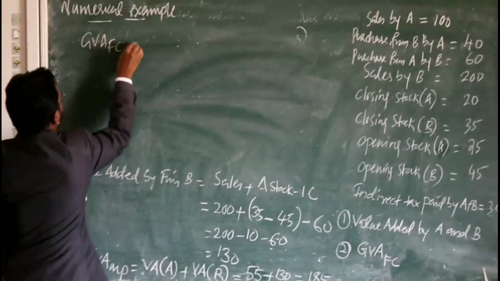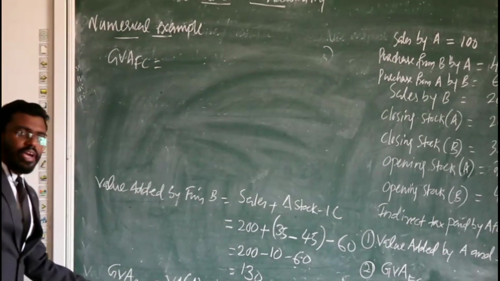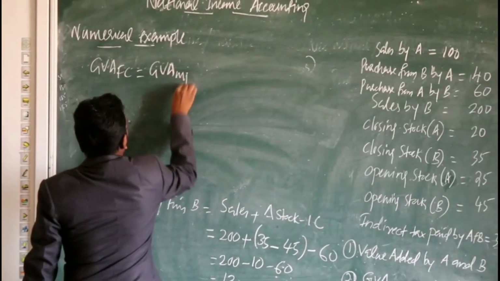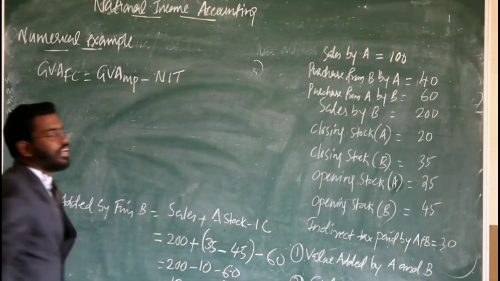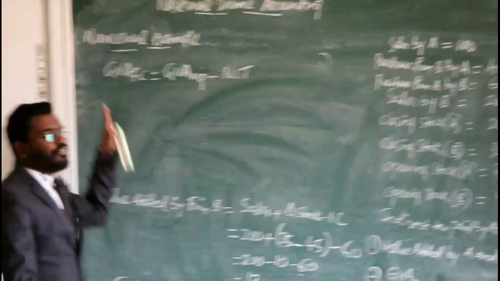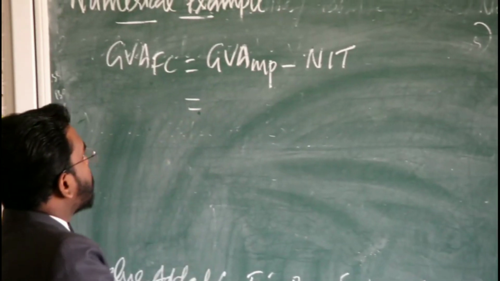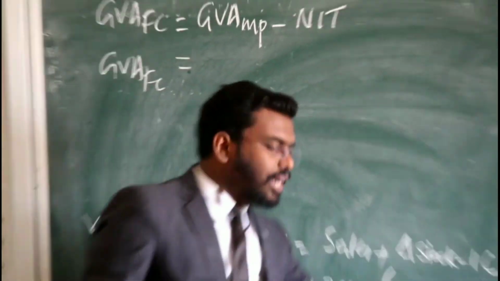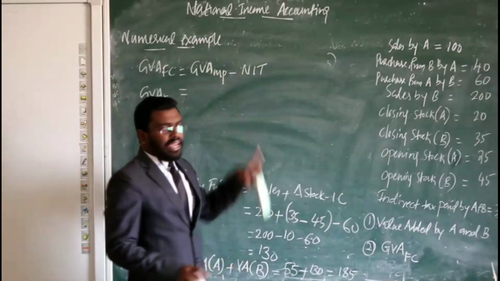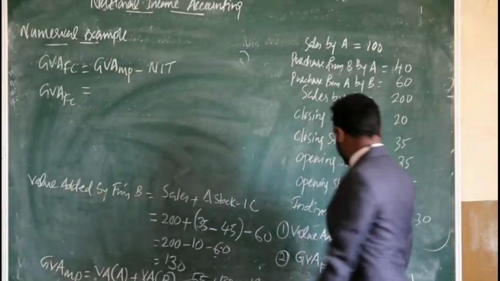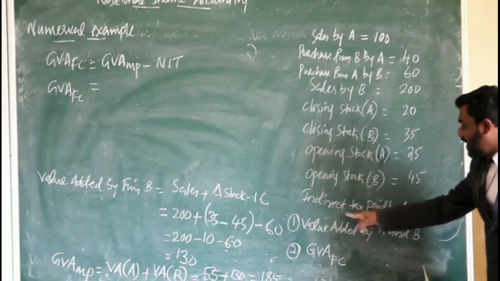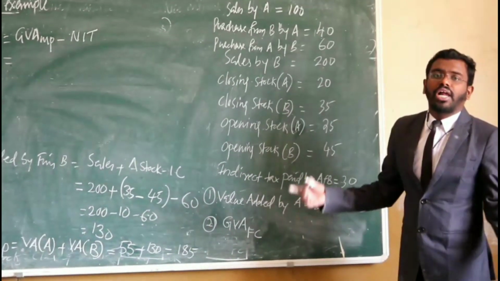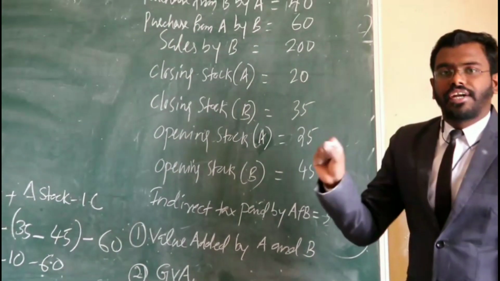How can we calculate GVA FC? We already got GVA MP. So GVA MP minus NIT, net indirect tax, that is GVA FC. GVA MP we already calculated as 185, and now we need to check whether NIT is given or not. NIT is not given. Instead, indirect tax paid by A and B is given. Subsidy is not given, so there is no need to calculate NIT. We can directly subtract indirect tax.